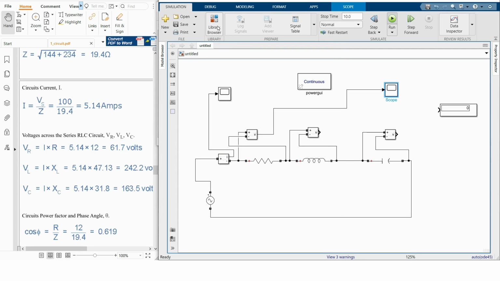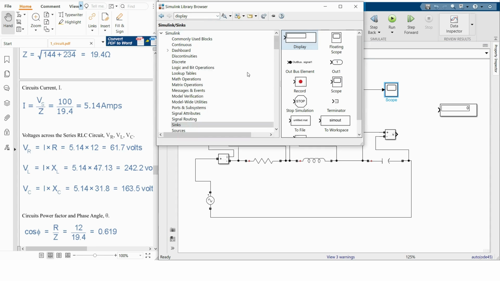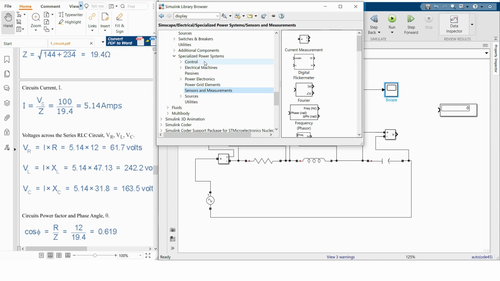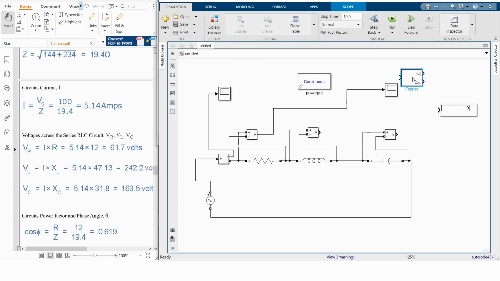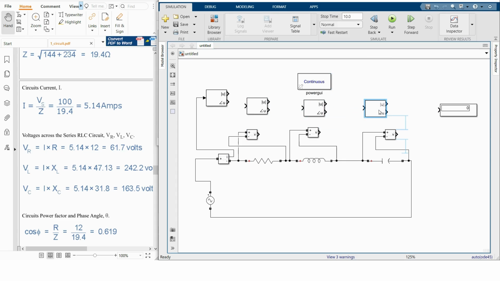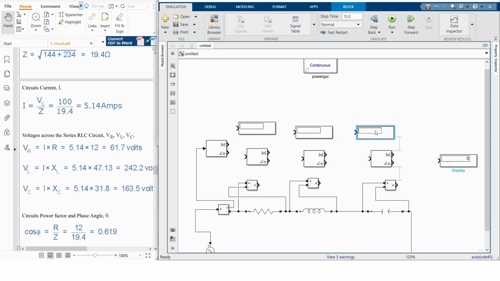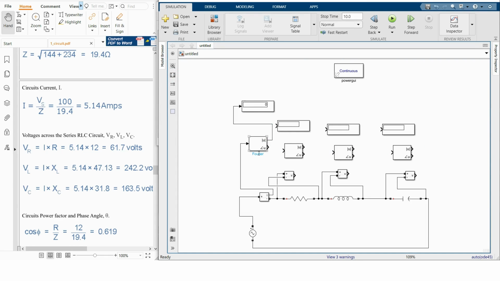For measuring numerical values we need another block under Sensors and Measurements in Specialized Power Systems. This is the Fourier block. This Fourier block will enable us to detect numerical values, the fundamental component. Here I am deleting the scope, and for each measurement we need a Fourier block. For the three voltage measurement blocks I'm deleting the scope, and for each voltage we need three Fourier blocks and three display blocks. I'm taking only the magnitude. This will also give us the phase.